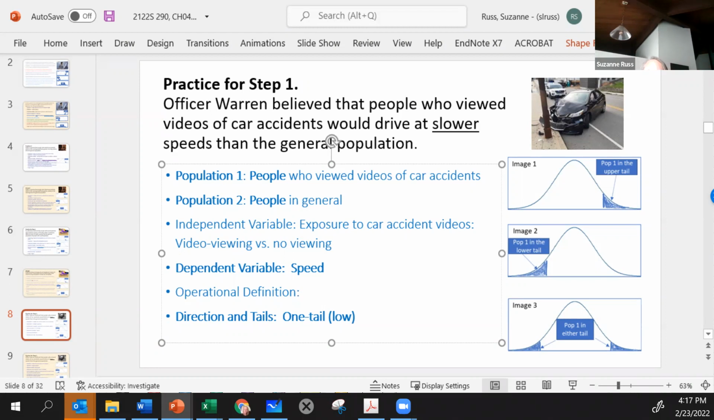How could we write this? How could we use words very carefully to write this operational definition? Speed is just too vague. Speed where? How are we going to measure speed? Is it miles per hour, kilometers per hour? How long? Are we going to measure it for 50 miles, 10 miles, 1 mile?